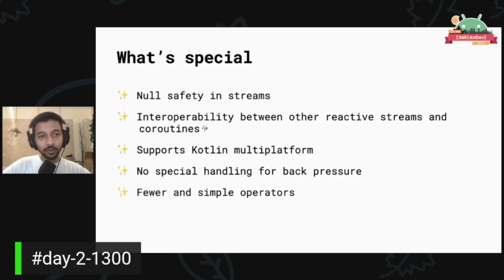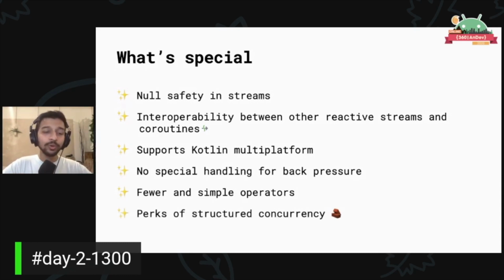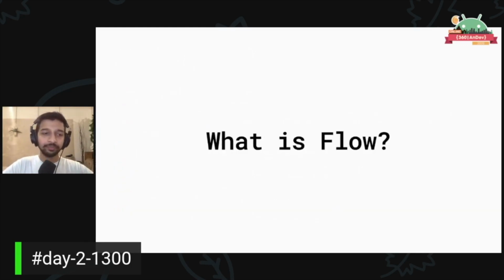Also, there are very few operators, which directly correlates to ease of understanding. This is because of two reasons: Kotlin's extension function magic, and the suspending nature of coroutines, which allows having the same operator perform synchronous and asynchronous code, cutting down the number of operators automatically. Also, we saw structured concurrency. It also has the perks of structured concurrency.